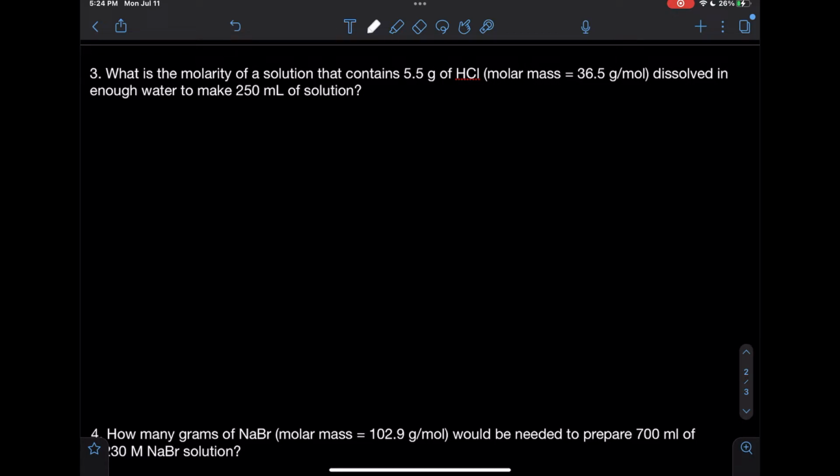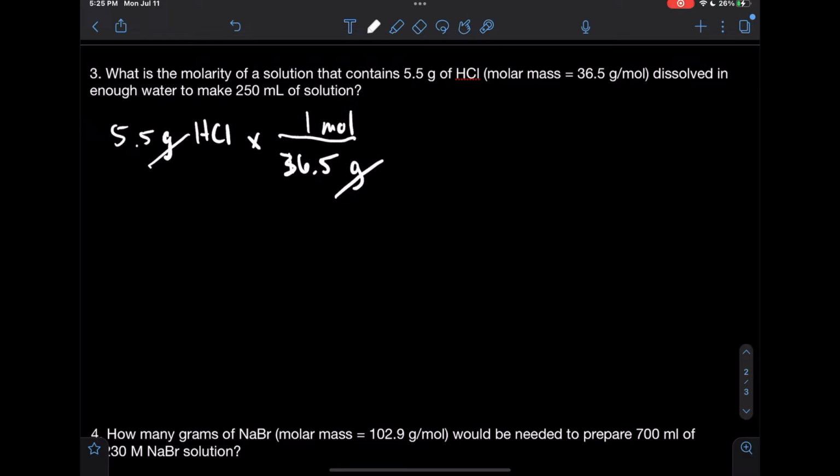The next question is asking the molarity of a solution that contains 5.5 grams of hydrochloric acid dissolved in enough water to make 250 milliliters of solution. So we have 5.5 grams of HCl. We're going to multiply that by the molar mass, which is 36.5 grams per 1 mole. And remember, when you're doing stoichiometry or multiplication, division, etc., you want to make sure that your units cancel out. So we know that we have to divide by 36.5 to get rid of the grams, so all we're left with is mole. Solving this, we find that it is 0.15 moles.